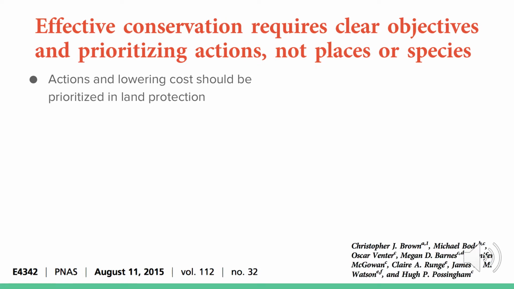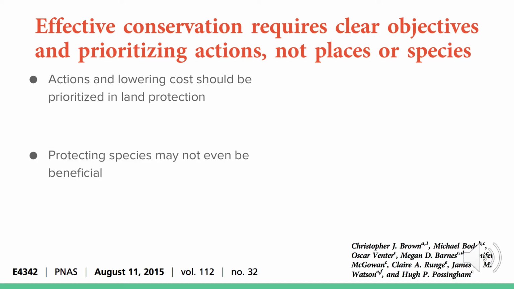The next article we're looking at is Effective Conservation Requires Clear Objectives and Prioritizing Actions, Not Places or Species by Christopher Brown. Brown's idea is that the conservation of land should be based on economic efficiency, minimizing costs, and should prioritize actions rather than biodiversity. He expresses that many protected areas were protected in the first place because of their low cost, ease of access, and stunning scenery.